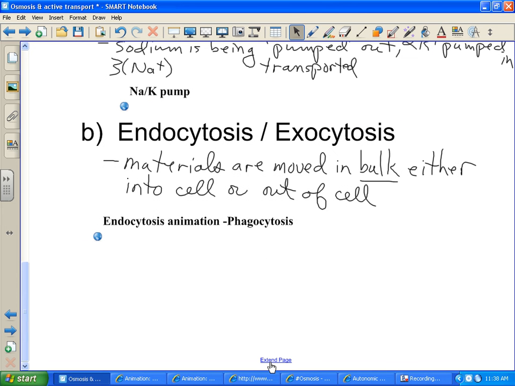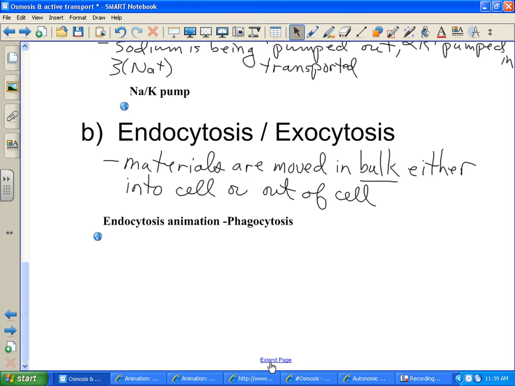Last one. So we've got the sodium-potassium pump, that requires energy. The second one that requires energy is called endocytosis and exocytosis. These are opposites of each other. Endo is bringing materials into the cell. And exo, think of exit. We're getting rid of materials, moving them out of the cell.